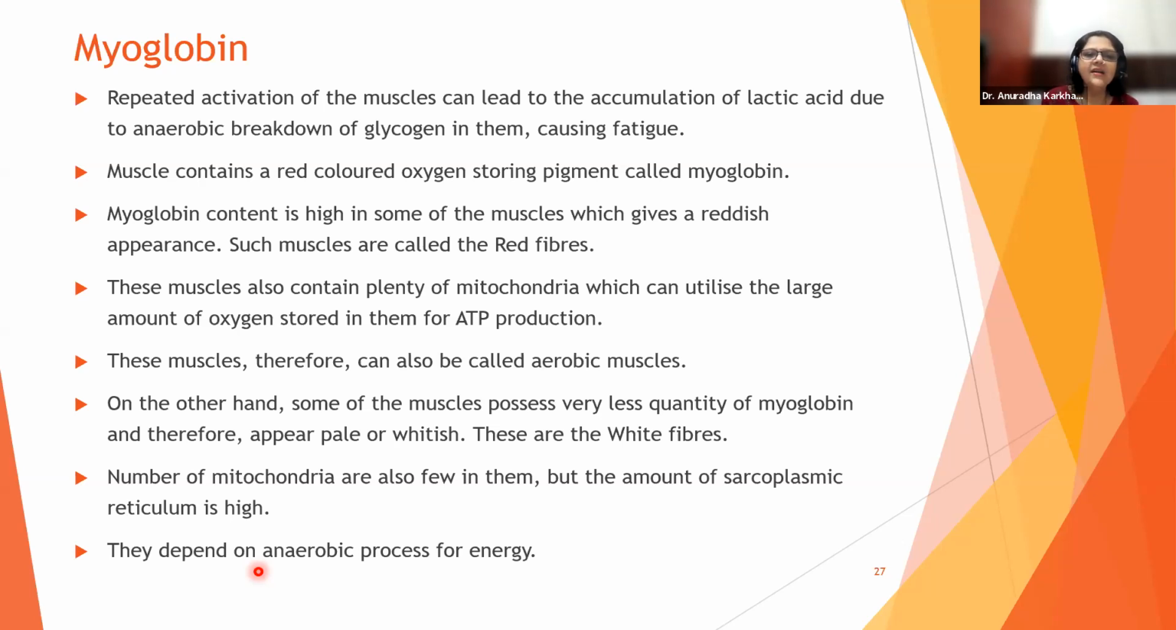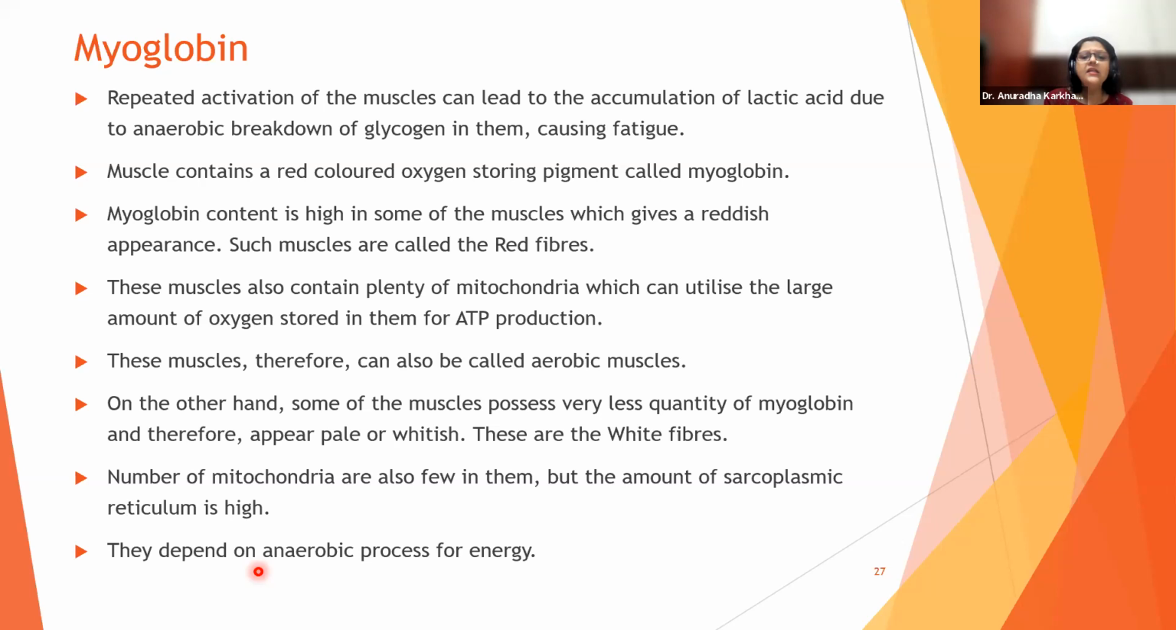Muscle contains a red colored oxygen storing pigment called myoglobin. Myoglobin content is high in some of the muscles which give a reddish appearance. Such muscles are called red fibers. These muscles also contain plenty of mitochondria which can utilize the large amount of oxygen stored in them for ATP production. Thus, these muscles can also be called aerobic muscles. So those with a lot of myoglobin are called red muscles or aerobic muscles.